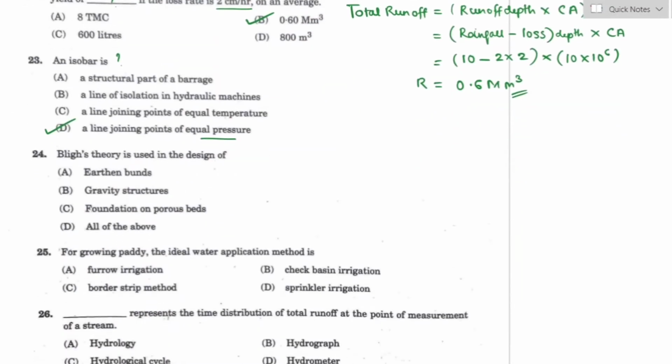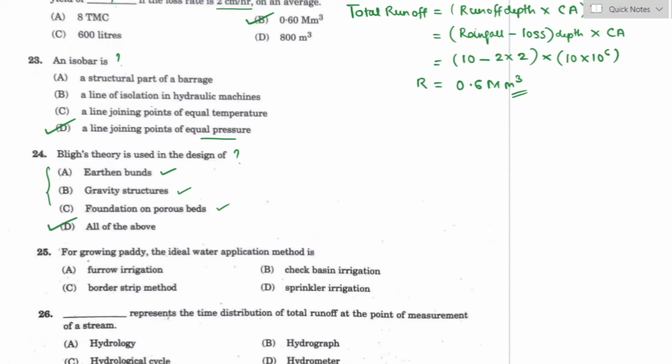Question number 24. Blighs theory is used in the design of. Bligh's creep theory assumed that the percolating water follows the outline of the base of the structure which is in contact with subsoil. So when the structure is in contact with a subsoil, it is used for the design of earthen dams, gravity structures, foundation on porous beds. All these options are correct. So the right answer is option D, all of the above.